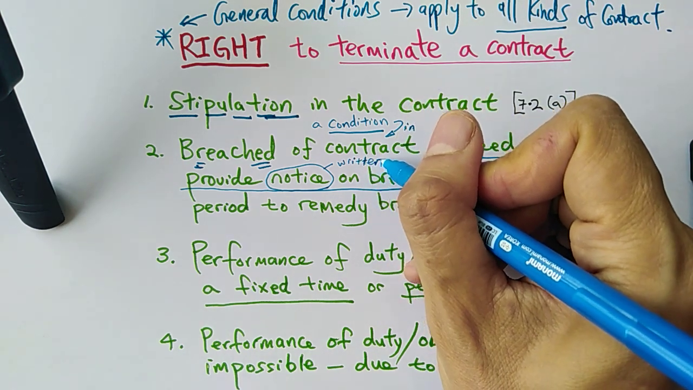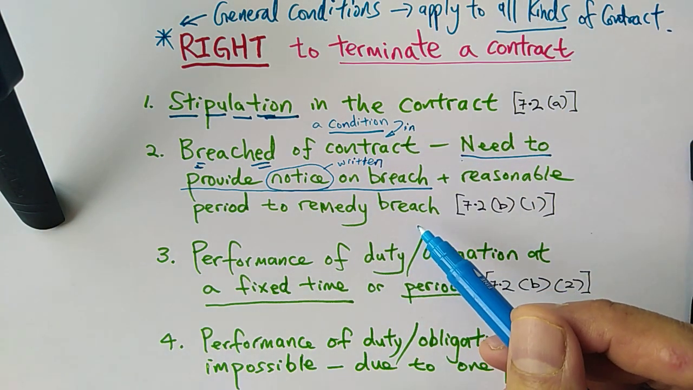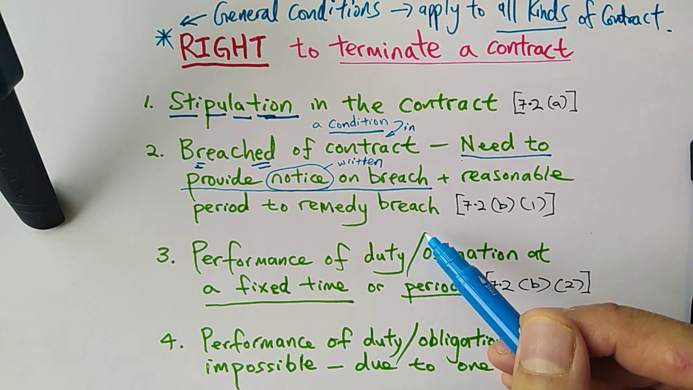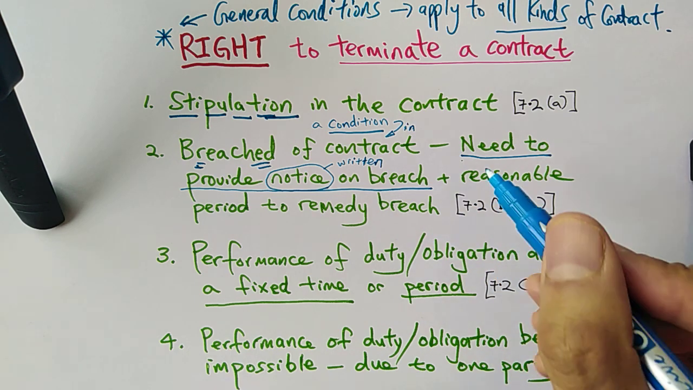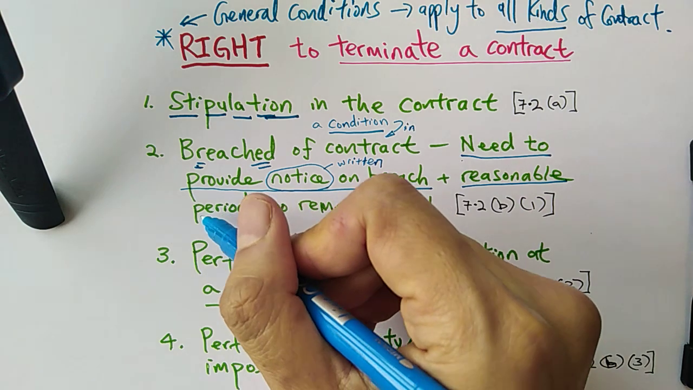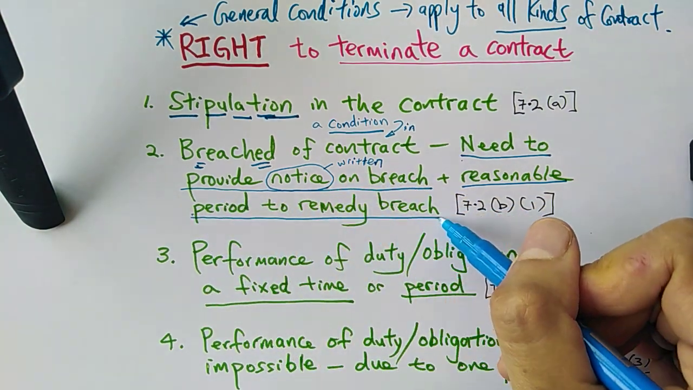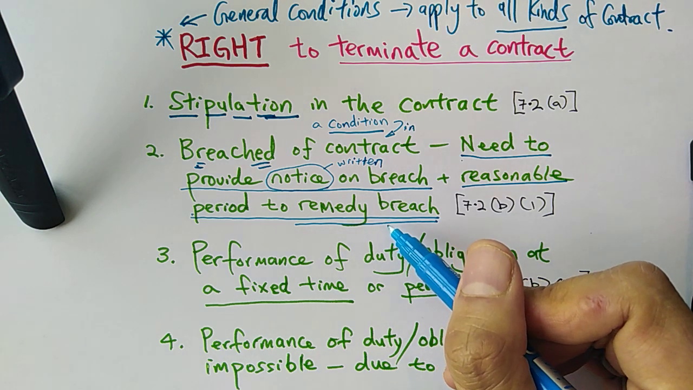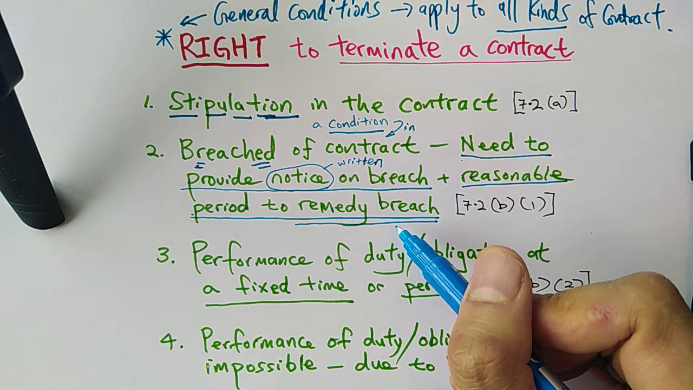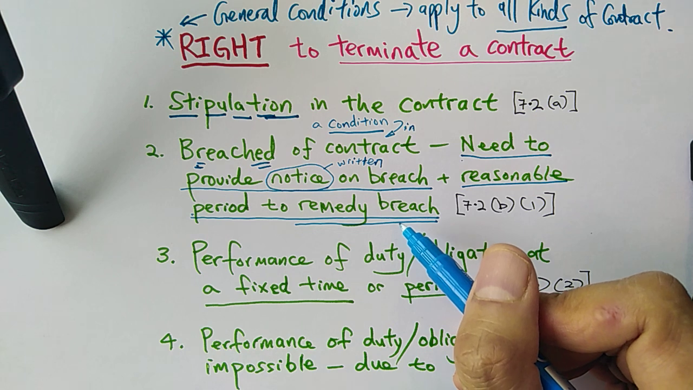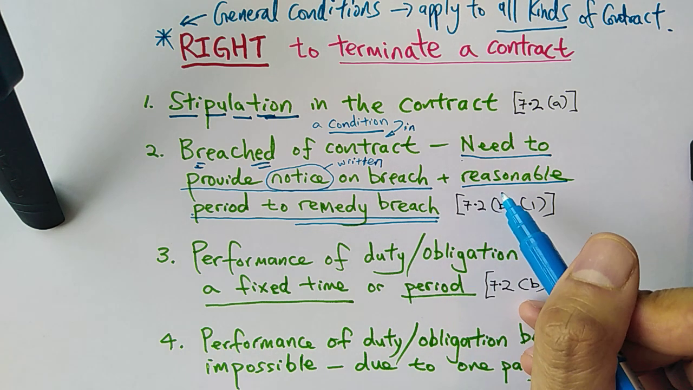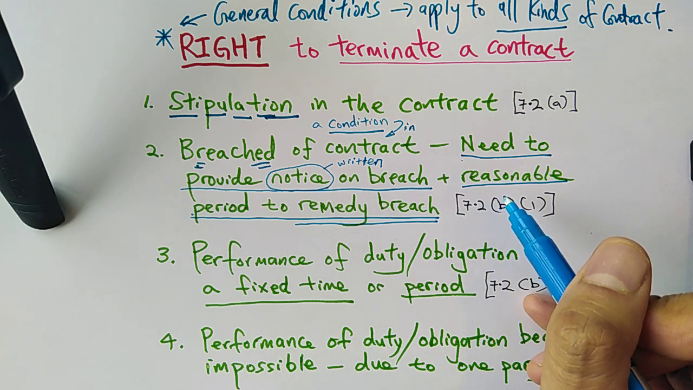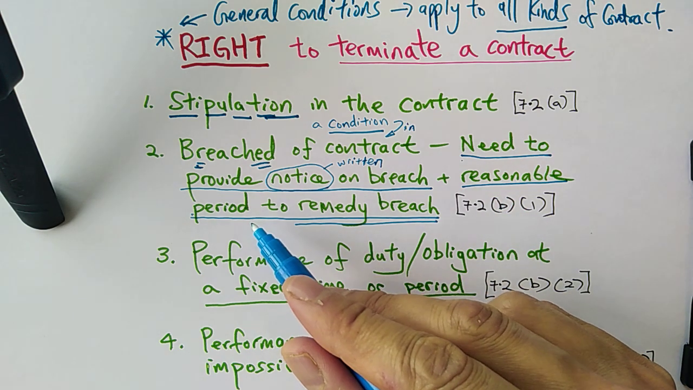A written notice to Shopee, the person who caused the breach, giving that person an opportunity, within a certain period, to remedy the breach. Remedy the breach. You must give this opportunity. The opportunity comes with a certain period.